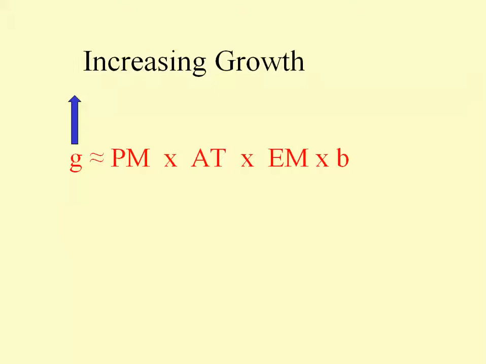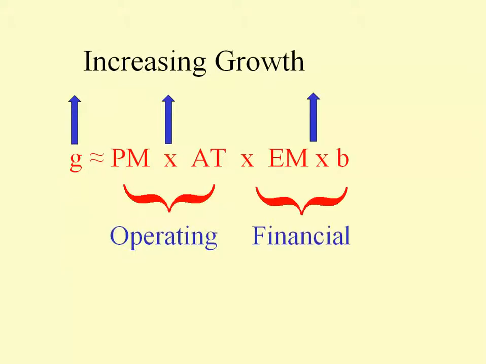So to increase our growth rate, to grow faster than our sustainable growth rate, we're going to need to figure out some way to improve our operations or rely on financing policies. Increase our retention ratio, which if it's already 100% we can't do, or take on more financial leverage.